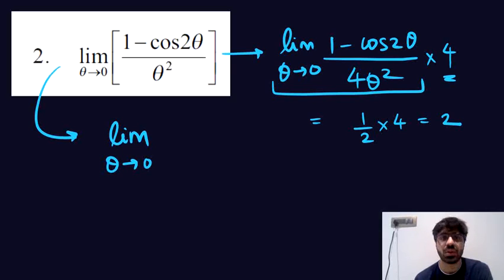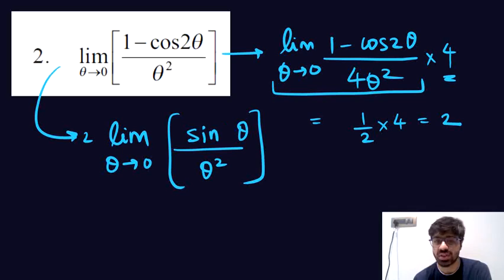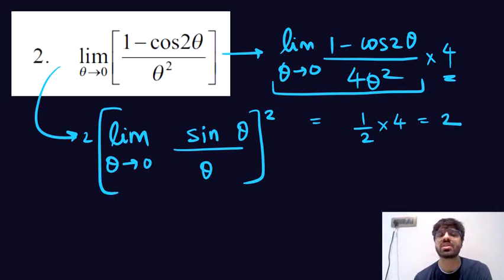Now going ahead with the longer way, we have 1 minus cos 2 theta as 2 sin square theta divided by theta square. Pull out a 2 common and you have sin square theta by theta square, which can be written as sin theta by theta the whole square. Take that limit inside the bracket. So you have 2 times limit of theta tends to 0, sin theta by theta the whole square. This will be equal to 2 into 1 square, which is equal to 2. And that's the value of your second question.